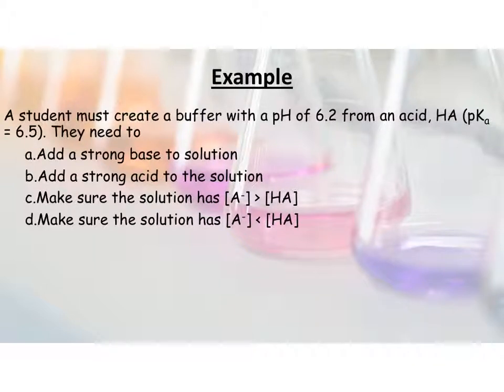So in this example, a student must create a buffer with a pH of 6.2 from this acid, which has a pKa of 6.5. So what do we need to do to adjust the pH down to 6.2? Hopefully you said that we need more of the acid than the conjugate base. So I need my acid concentration to be greater than my concentration of the conjugate base, and that will lower my pH from where the pKa is.